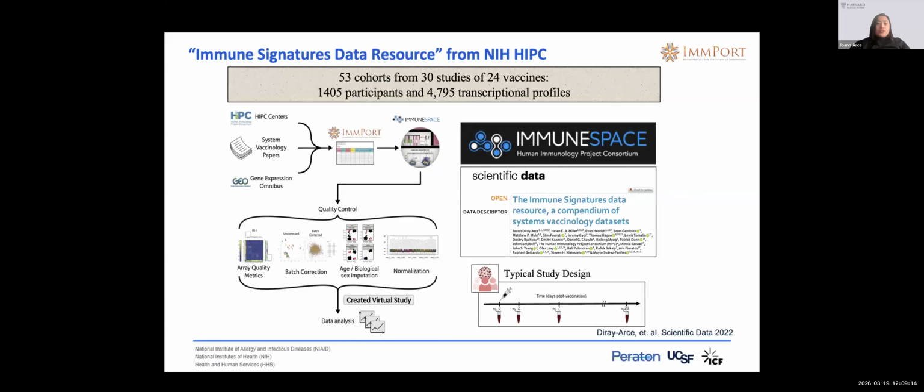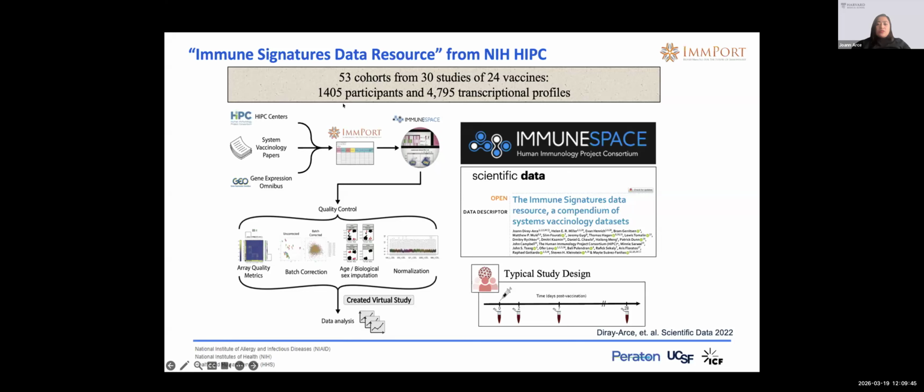Data were sourced from the HIPC centers, so you can see in my slide right here, through ImmPort and GEO, such as the Gene Expression Omnibus. Then we've also searched some of the systems vaccinology papers in PubMed. And we were able to process them through a multi-stage quality assessment workflow. And again, we're inputting those all in ImmPort, and we utilize ImmuneSpace for our virtual analysis.